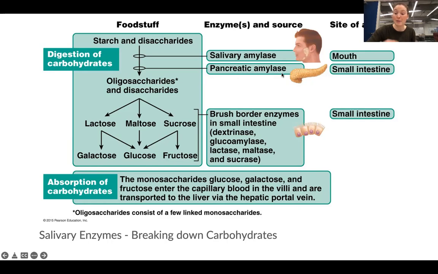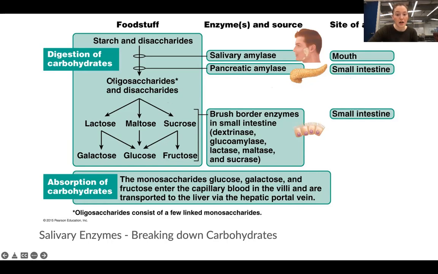Pancreatic amylase is similar. It's also an amylase, but it's made in the pancreas, secreted into the small intestine. So the pancreas makes a boatload of enzymes and secretes them into the small intestine. That's why the pancreas is an accessory organ and not part of the GI tract. Nothing works in the pancreas in this case. It's all being secreted into the small intestine. And so that happens in the small intestine, same sort of thing.